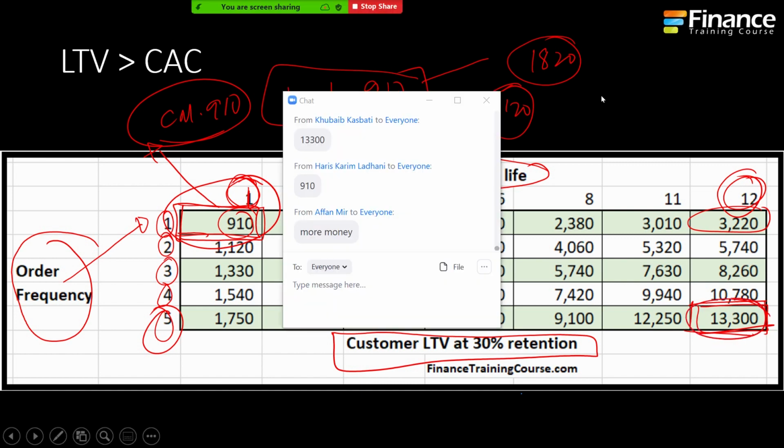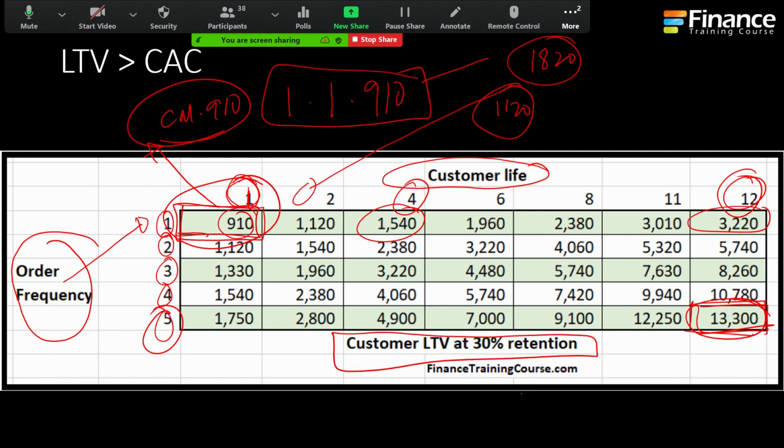Haris, why do you say 910? Why would you focus on customers that only have a lifetime value of 910? Okay. No, that's fine. That I understand. What I was saying was that, that money is different and this money is different. But इसमें 13,300 में ये already शामिल है. Okay, all right.